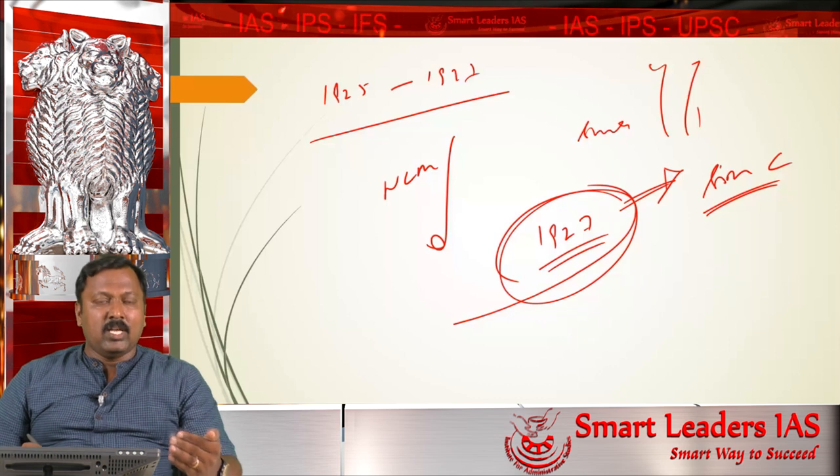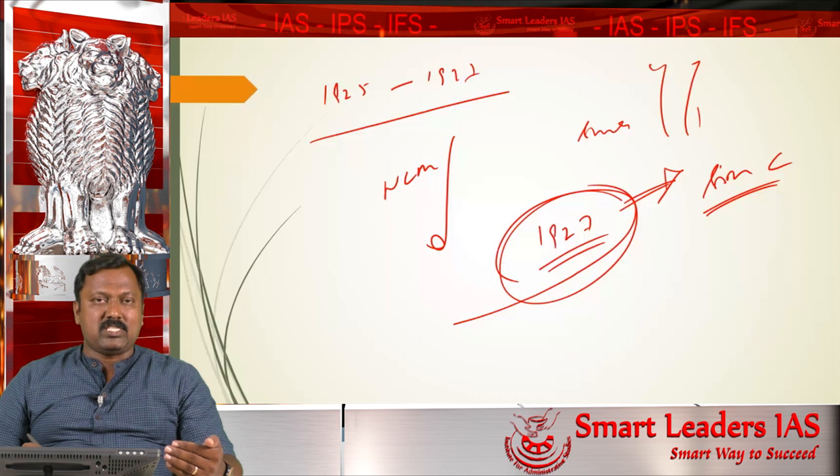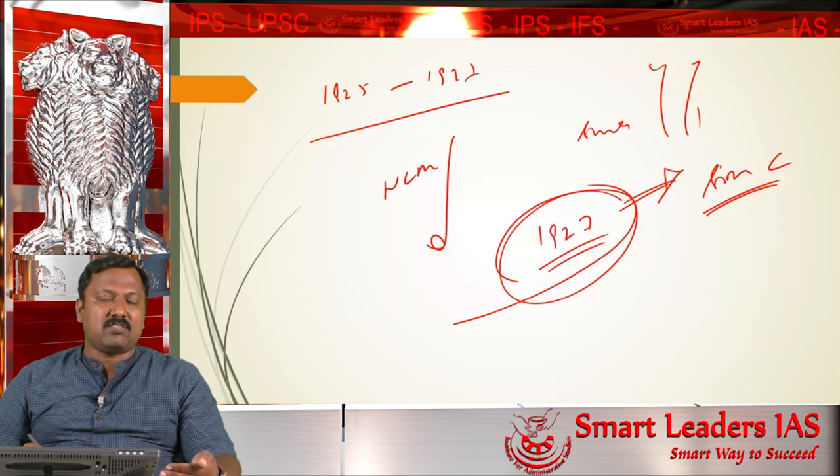So the Simon Commission and the sequence of events is going to happen. So we are going to do, starting from 1927, the Simon Commission, till 1947 in the next video.